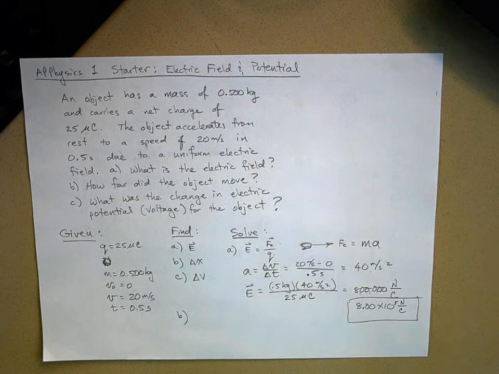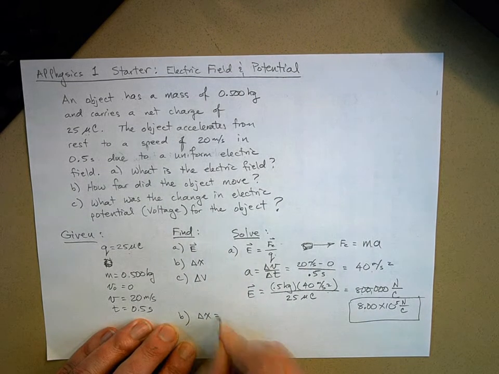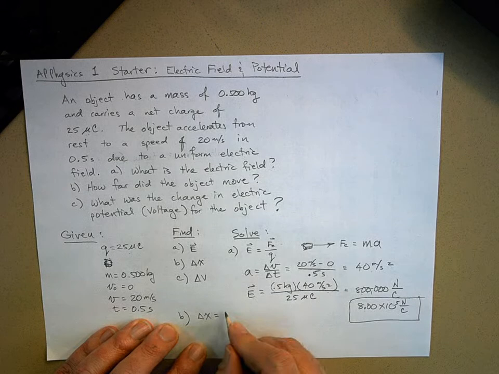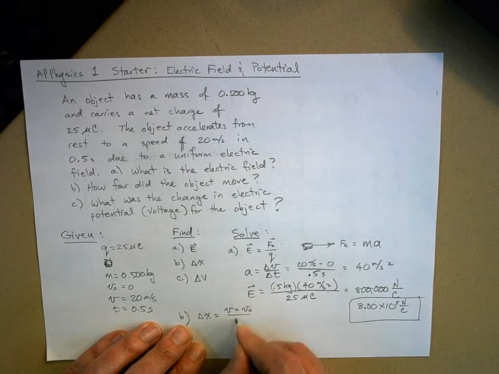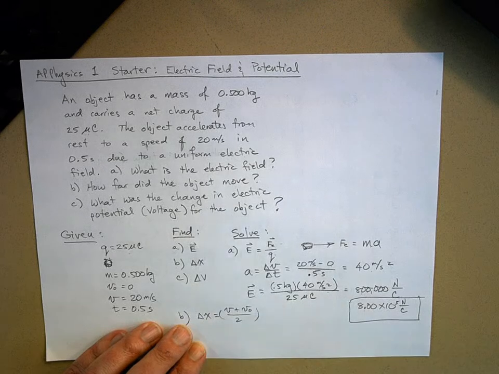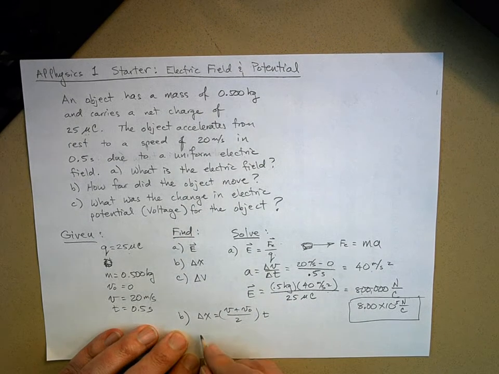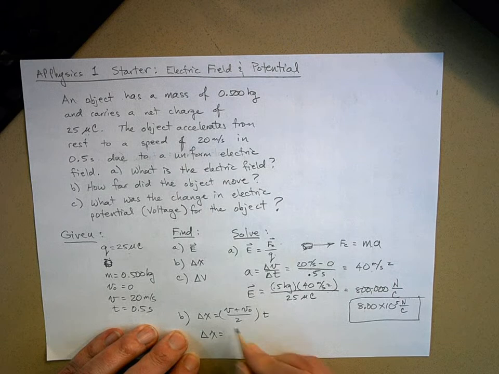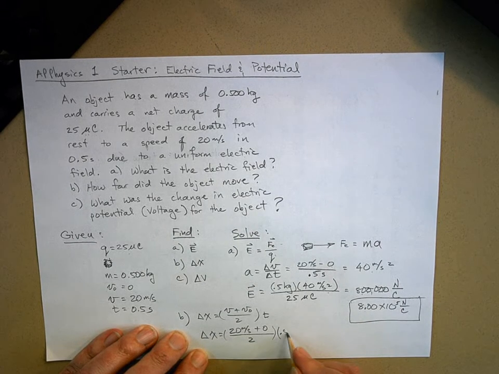So I'm going to use the second kinematic equation. Remember those from way back? This is going to be v plus v naught divided by 2. This gives me the average velocity times time. And so delta x, this is going to be 20 meters per second plus 0 divided by 2, and then times 0.5 seconds.